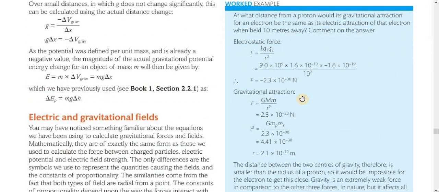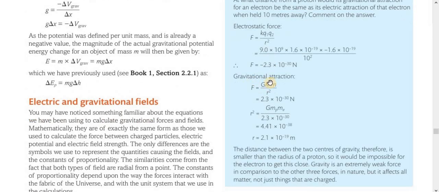Okay, let's go through an example to help you understand the equation better. At what distance from a proton would its gravitational attraction for an electron be the same as its electric attraction of the electron when held 10 meters away? Comment on the answer. Now the electrostatic force, also called Coulomb's force, is given by this equation. F is equal to k Q1 Q2 over r squared. Then the gravitational force of attraction is given by F is equal to G M1 M2 over r squared.